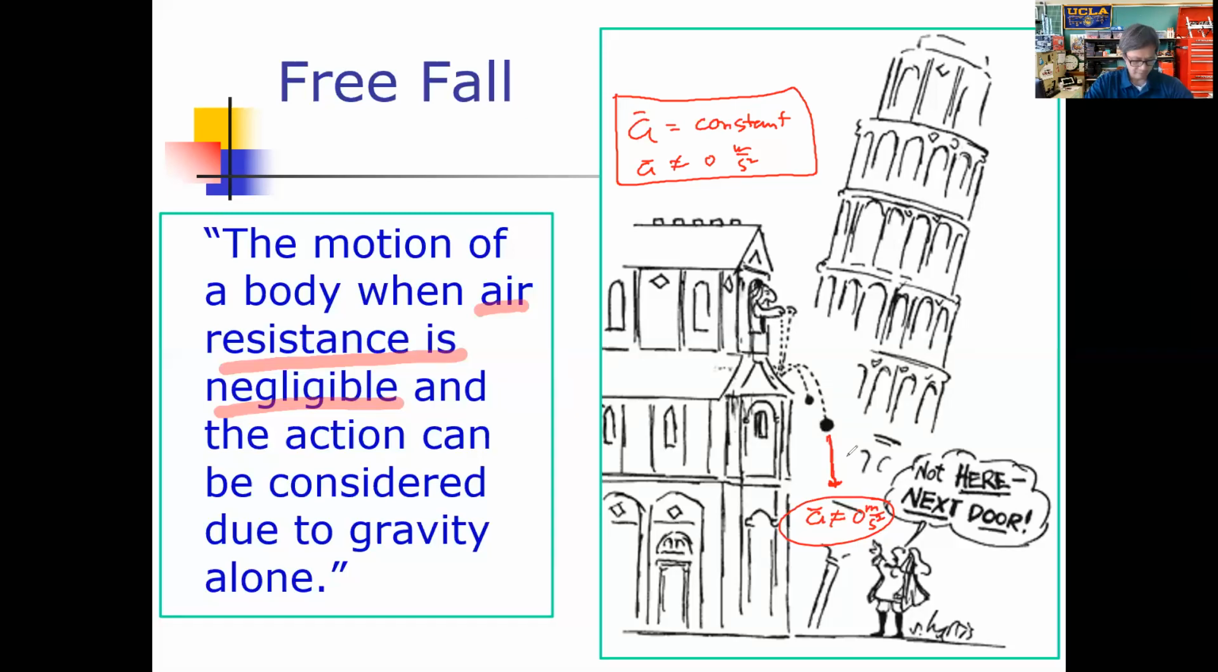And I've run out of time here. So on Tuesday we'll continue this discussion of free fall, and I want to show you how kinematics can be used to study a free-falling object.